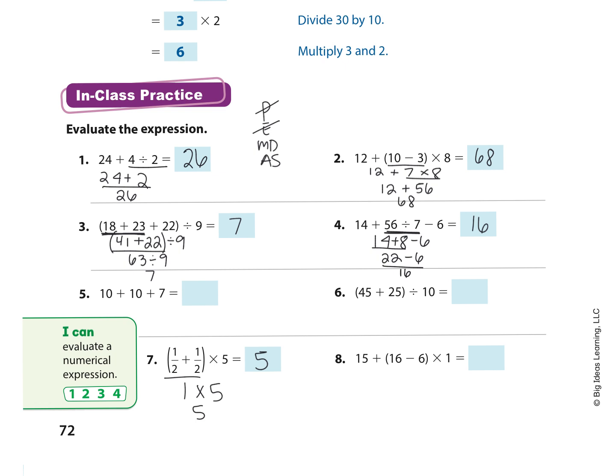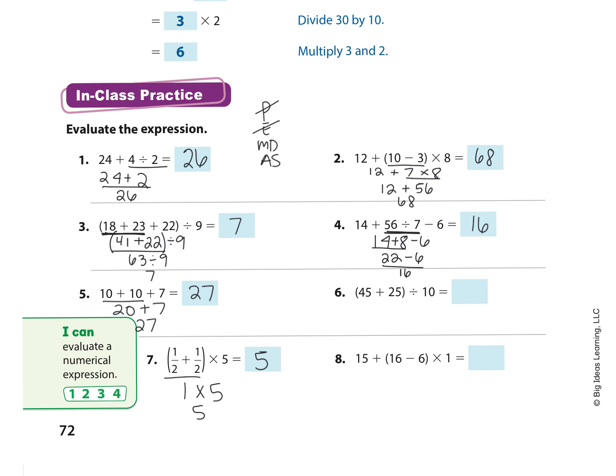Okay, number 5. It's all addition. So just left to right. 10 plus 10 is 20. 20 plus 7. My pizza is very short here. It should be 27. If you got the right answer, give yourself a pat on the back. But if you got the right answer and didn't show your pizza, then stop patting and start showing your pizza.